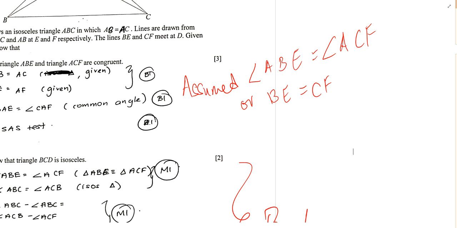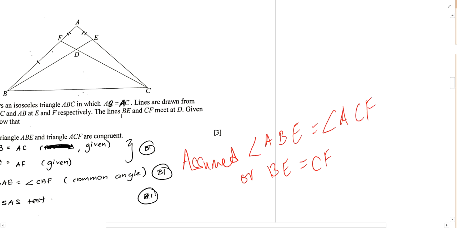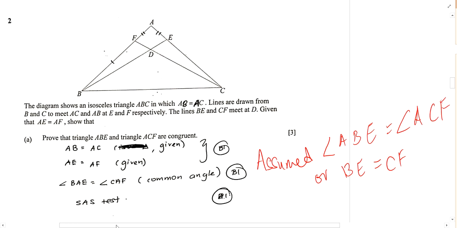Many of you assumed that ABE equals ACF. Is that given? No, nobody said that they are the same, so whatever reason you give me is nonsense. Likewise, you assume that BE equals CF, which is not given to you. If you are unable to prove it, you cannot use it as part of your evidence. You can only use what you can prove, shown on the tree. Any questions for this one?